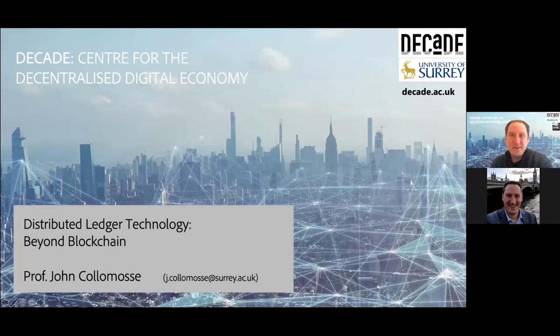My name is John Collomosse and I'm a professor here in the UK at the University of Surrey, where I direct DECaDE, the Centre for the Decentralized Digital Economy. It's a research centre exploring the intersection of distributed ledger technologies and AI.